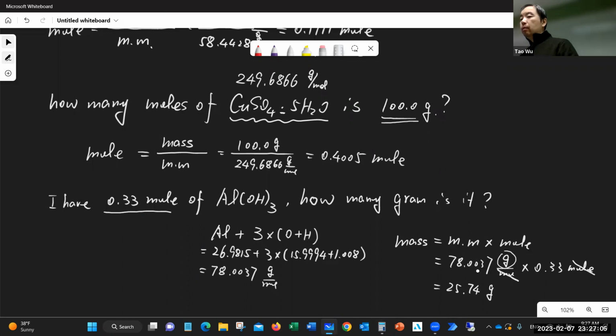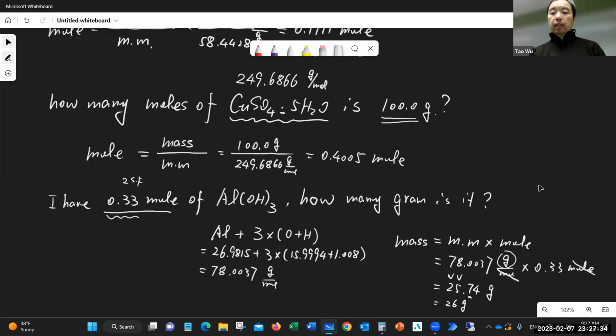And then we need to double check the sig figs. This number has 2 sig figs, so we should only keep 2 sig figs. Instead of 25.74, we need to keep 26. So keep this one and look at the next one. The next one is 7, so we round up. The answer will be 26 gram. Okay, 26 gram. Are you with me? So this is how we figure out the mass from the molar mass.